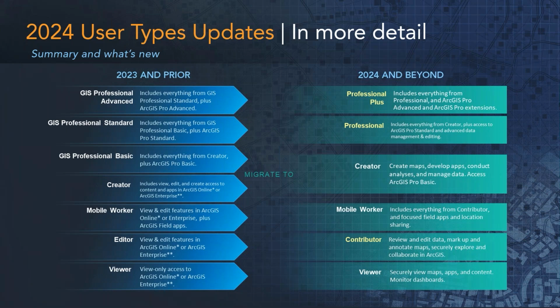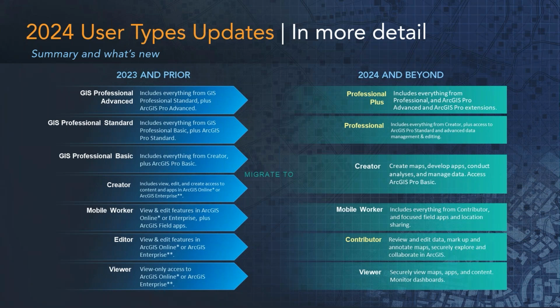Professional supersedes GIS Professional Standard, and it encompasses access to ArcGIS Pro Standard, along with all features available in the Creator. Professional also includes the new Advanced Editing user type extension, especially in ArcGIS Enterprise. Professional Plus replaces GIS Professional Advanced, and it encompasses access to ArcGIS Pro Advanced, the most popular extensions, and all features incorporated in the updated Professional user type, as well as CityEngine for both ArcGIS Online and Enterprise, to deliver more advanced analysis and modeling capabilities.